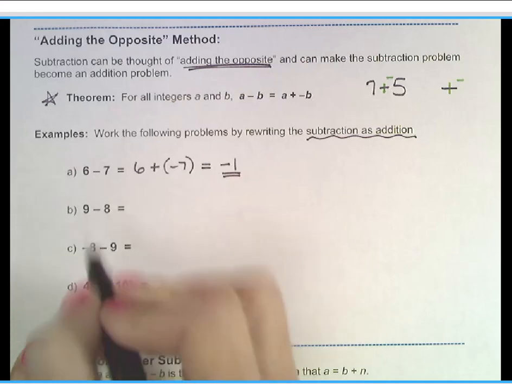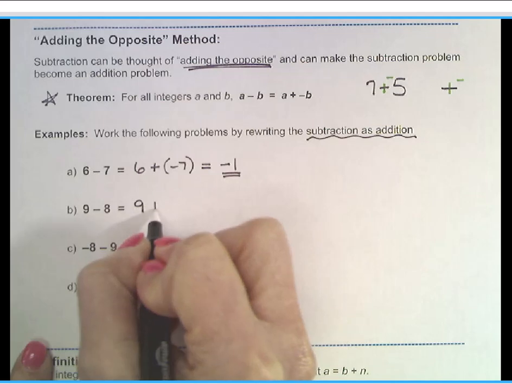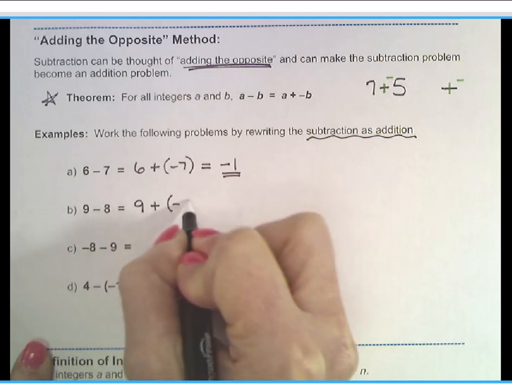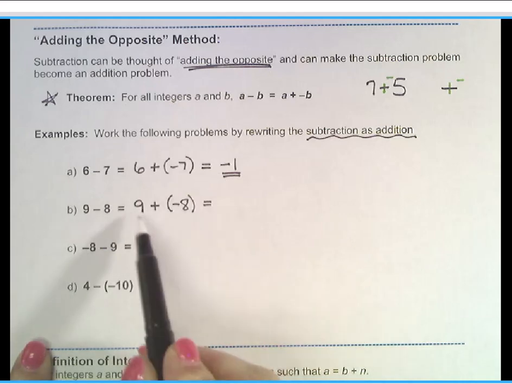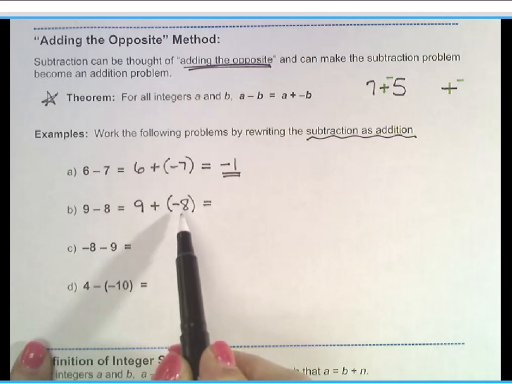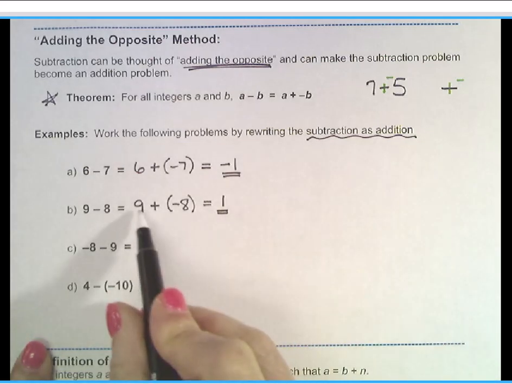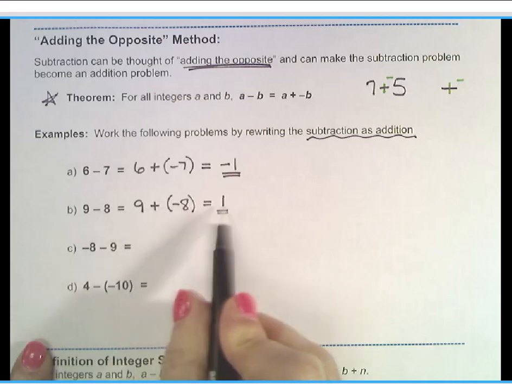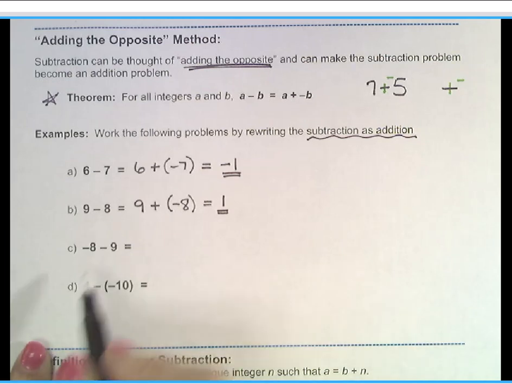Let's try another one. 9 minus 8. Change it to 9 plus the opposite of 8. If you're at 9, think about a number line. If you're at 9 and you go back 8, you're going to end up at 1. You see how 9 is farther from 0 and it's positive, so it takes over, and the difference between 9 and 8 is 1. This is what we did in a previous video.